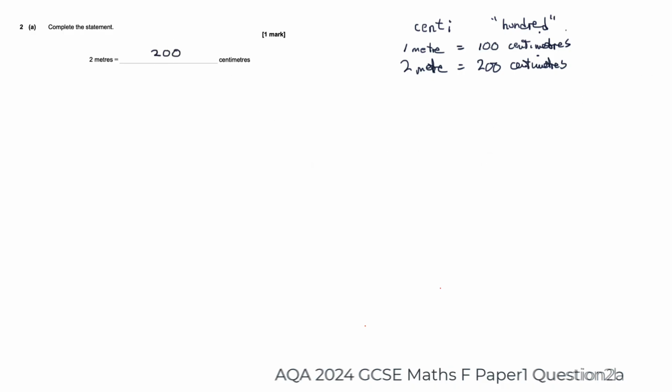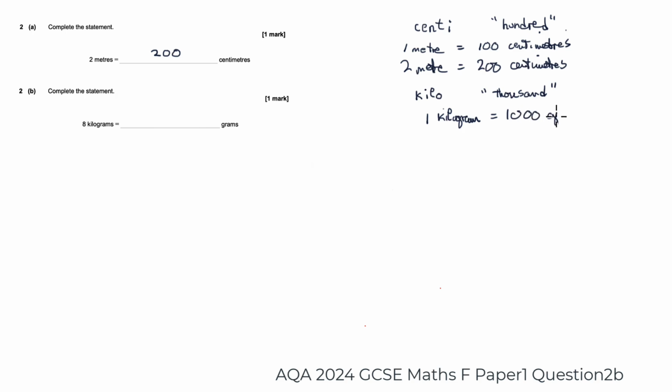Now let's look at part B. And this asks us to complete the statement 8 kilograms equals so many grams. So again, the clue is in the kilo. And kilo, think 1,000. You see kilo, you think 1,000. So 1 kilogram would be 1,000 grams.